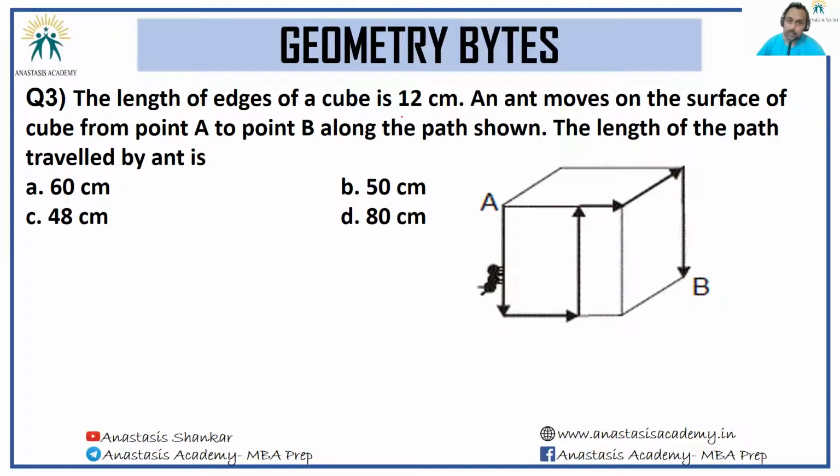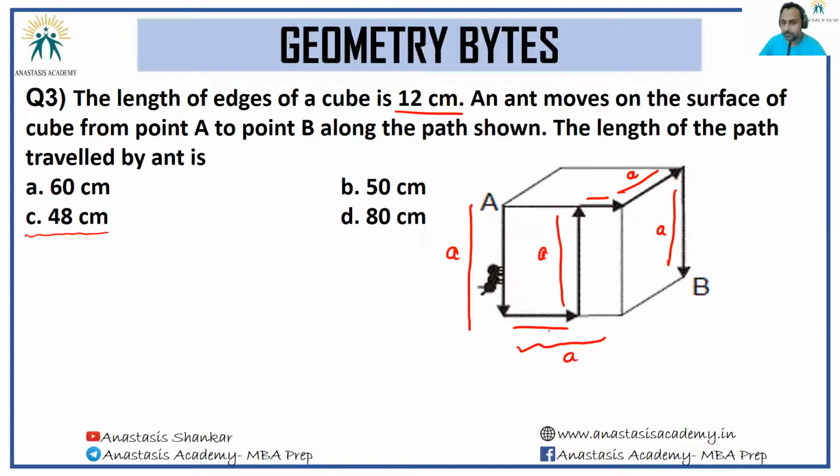The length of edges of a cube is 12 centimeter. An ant moves on the surface of cube from point A to point B along the path shown. The length of the path traveled by the ant is. Now, if anyone has marked option C as the answer, very bad. Don't forgive yourself for this error, because look at the distance the ant has traveled. Traveled A here, A here, A here, A here, part of A and part of A, but altogether this also makes out to be A. So the ant has traveled 5A here.